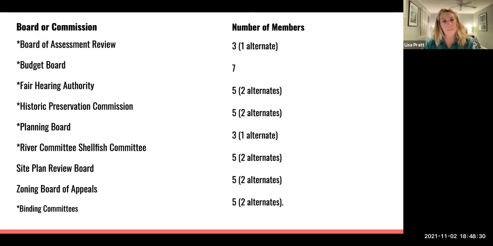Next slide. These are the boards and commissions mentioned in the charter. The stars are the binding committees, which are essentially committees required by law, so we as a select board or the town have no say over them. Also, the site plan review board and the zoning board of appeals are mentioned in the charter, so to eliminate or alter them, I think would require a charter revision.